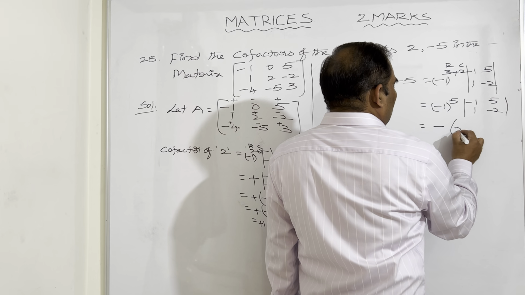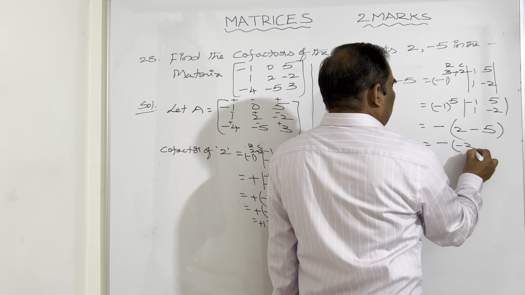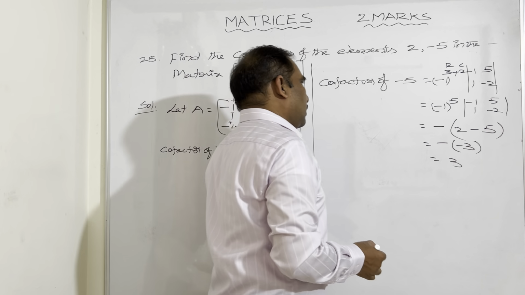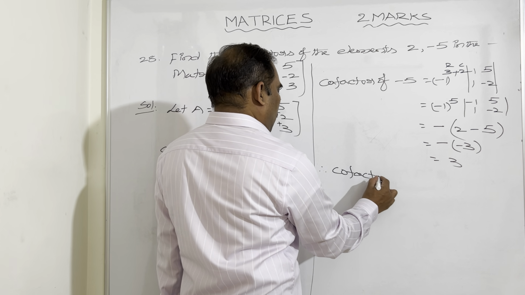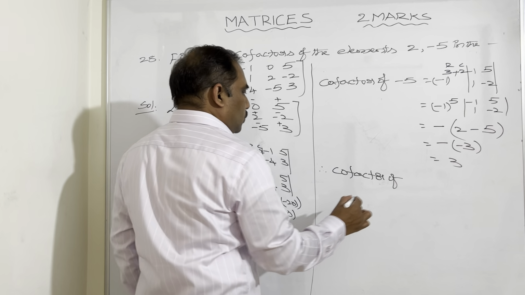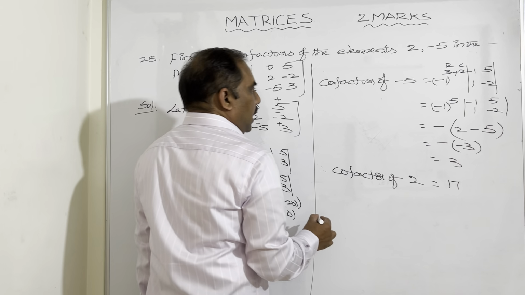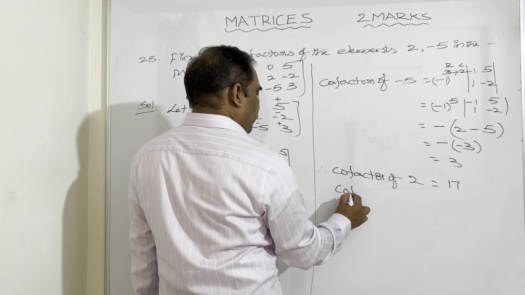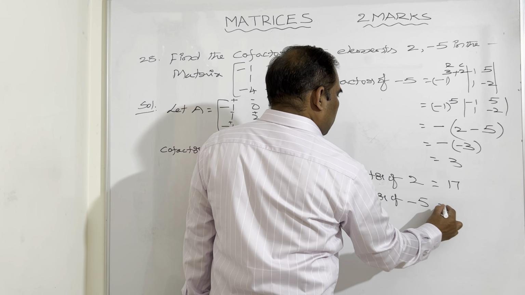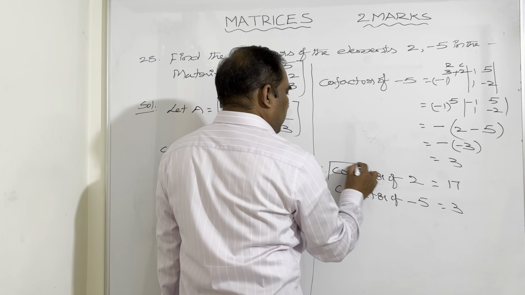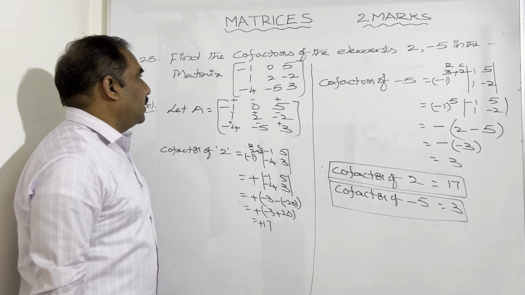So this is 2 minus 5, which is equal to minus of minus 3, which is equal to 3. So therefore finally we can write that the cofactor of 2 is equal to 17, and the cofactor of minus 5 is equal to 3. So like this we can find the cofactors of given elements.